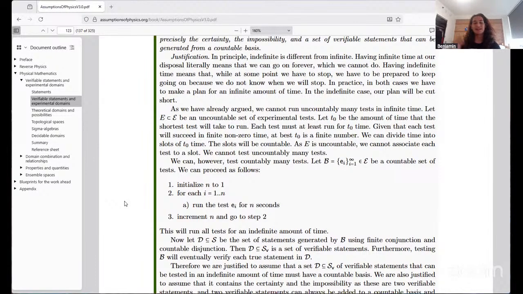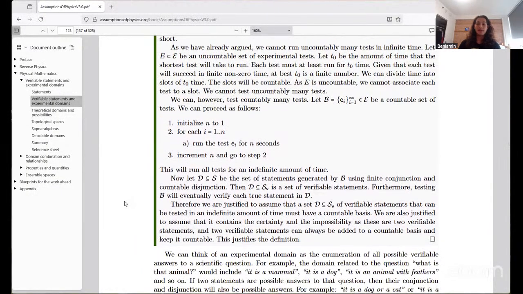Let E, a subset of the set of experiments, be an uncountable set of experimental tests. Let t0 be the amount of time that the shortest test will take to run. Each test will run for at least t0 time. Given that each test will succeed in finite non-zero time, at best t0 is a finite number. We can divide time into slots of t0 time. The slots will be countable. As E is uncountable, we cannot associate each test to a slot, and therefore we cannot test uncountably many tests. We can, however, test countably many tests.